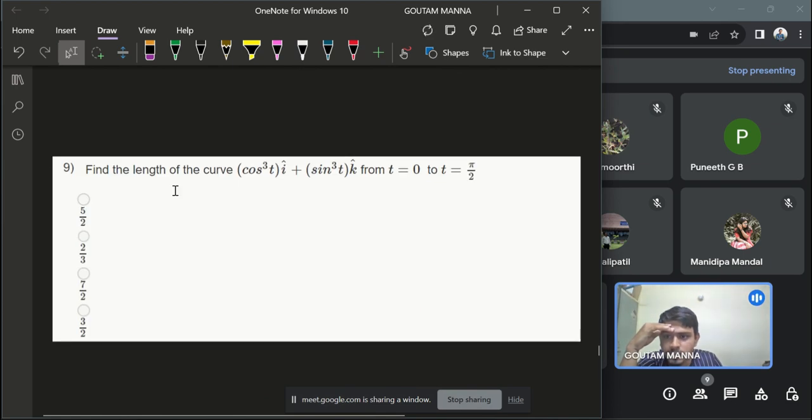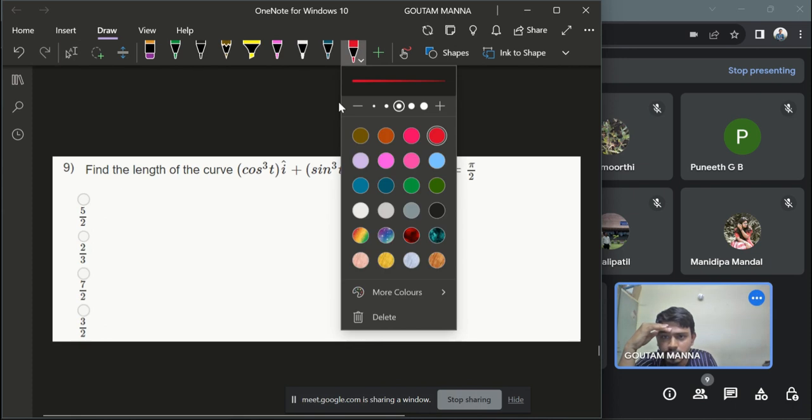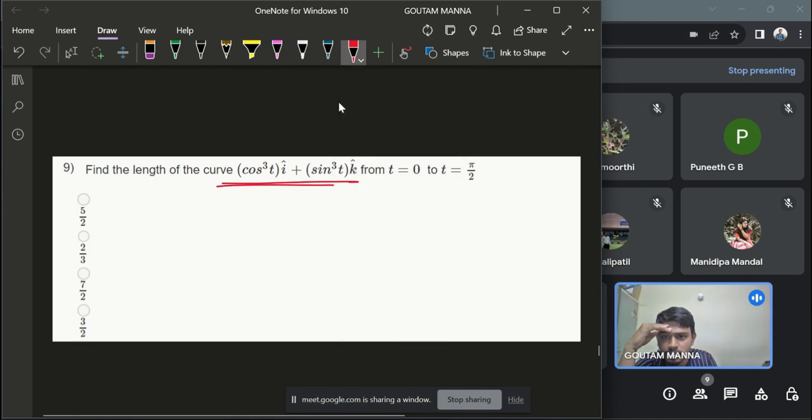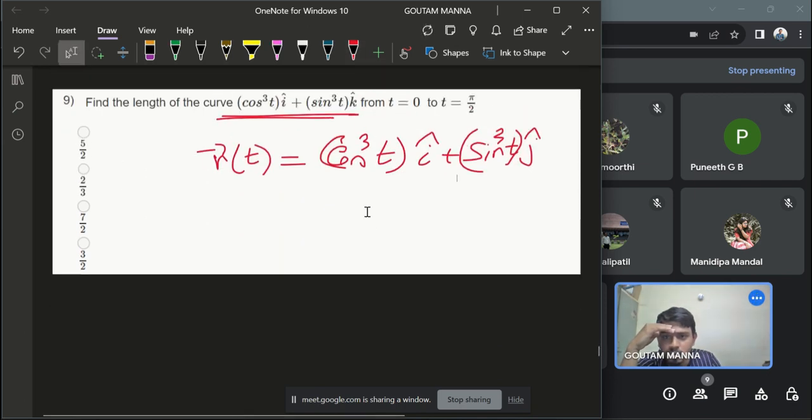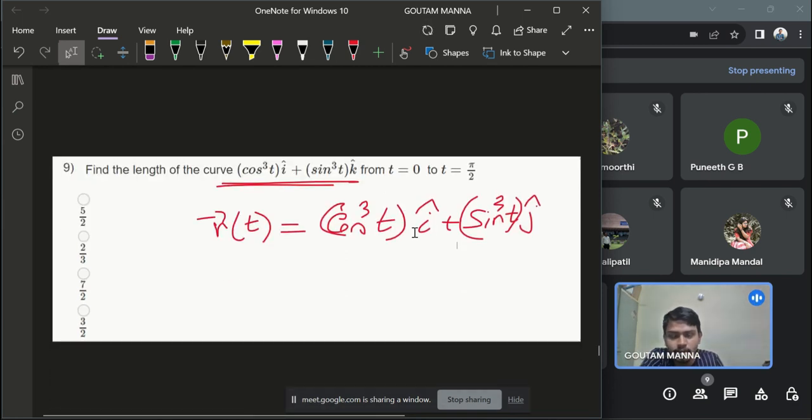And the next problem is we have to find out the length of this curve. So this is the equation of this curve: r(t), which is cos cube t i cap plus sine cube t j cap. And this curve is already parameterized. As it's a curve, it is only one parameter thing.